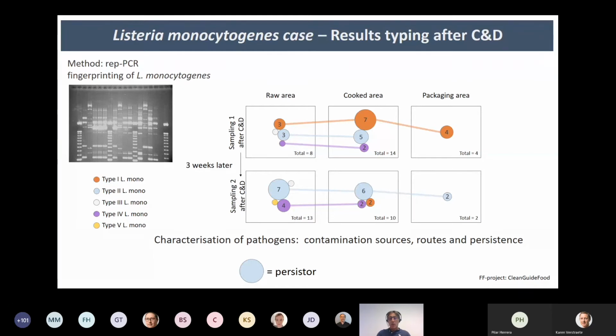And that strain was also already present there as the second dominant strain 2 weeks before. So we can say that that light blue strain is really a persister. And so by typing your Listeria monocytogenes strains, you can also look for contamination sources, routes, and persistence.